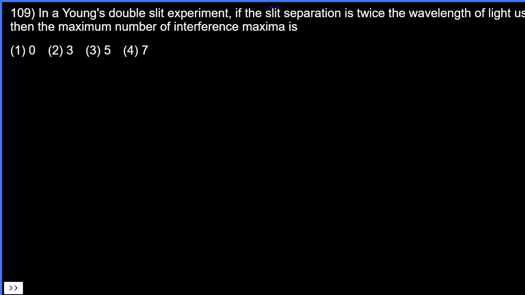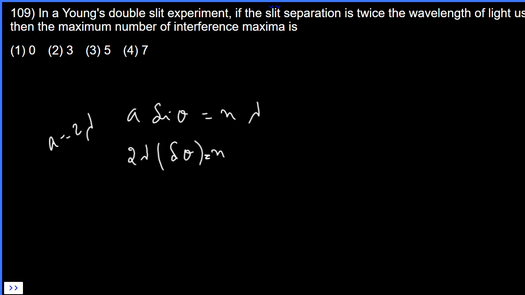In Young's double slit experiment, if the slit separation is twice the wavelength of the light used, then find the maximum number of interference maxima. This is a very important model. In this case, a sin theta is equal to n lambda. Here the slit separation a is equal to 2 lambda. So 2 lambda into sin theta is equal to n lambda. Lambda gets cancelled, so sin theta is equal to n by 2. Theta is maximum when sin theta is equal to 1, so n by 2 is equal to 1, that is n is equal to 2.